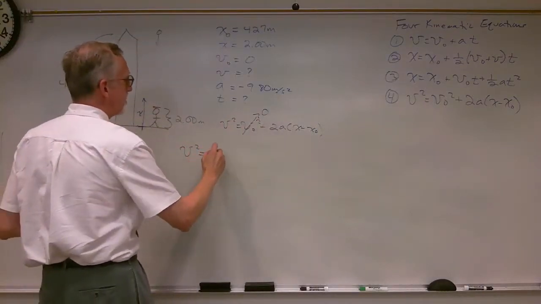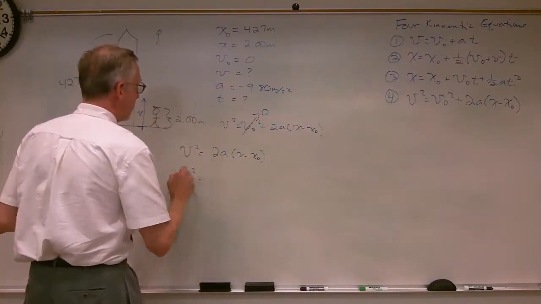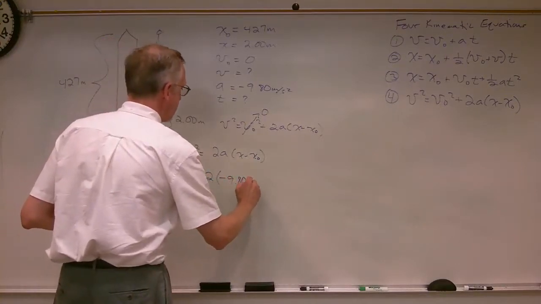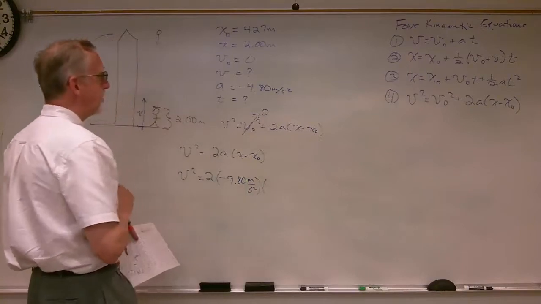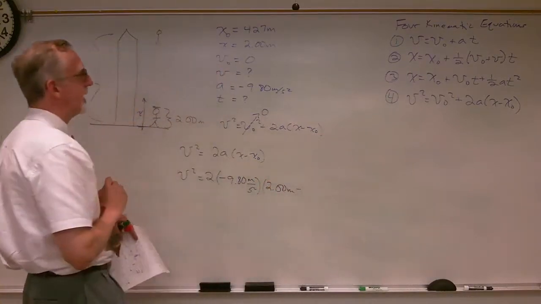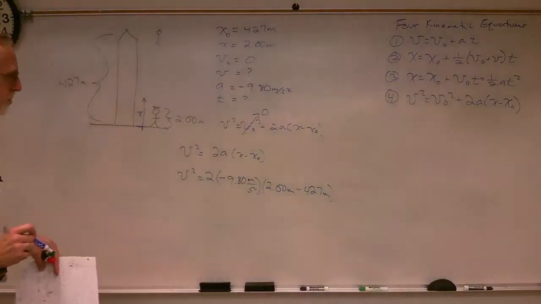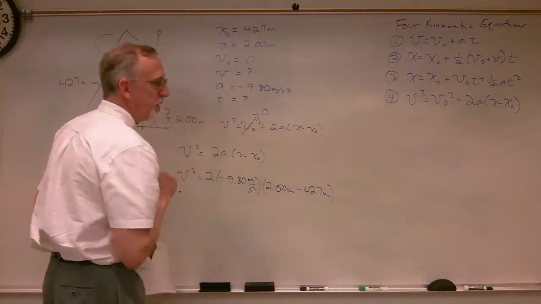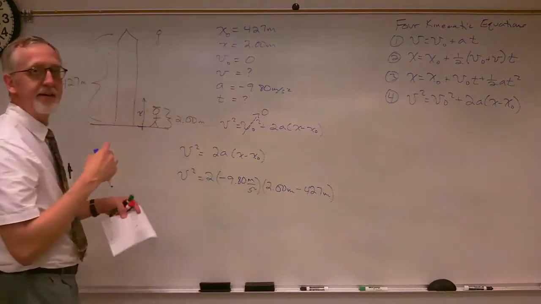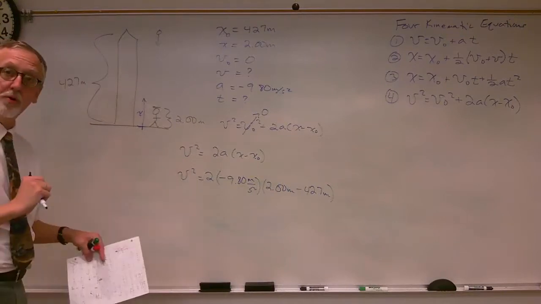V squared is equal to 2a times (x minus x naught), or V squared is equal to 2 times a, negative 9.80 meters per second squared, times x, which is 2 minus x naught, which is 427 meters. 2 minus 427 is negative 425. That negative, along with this negative, makes it positive, so the product of the right-hand side will be positive. We take the square root to find V.